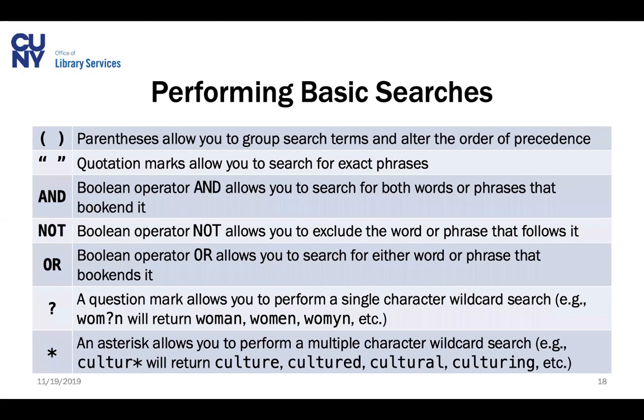In Primo, to perform a basic search, it works like most other search platforms. You can use parentheses to group search items, quotation marks to search for exact phrases. You can use AND, NOT, and OR Boolean operators. They have to be in capital letters. And there are two wildcard characters. There's the question mark, which performs a single character wildcard search, and an asterisk, which returns results where the asterisk can be used to replace multiple characters.